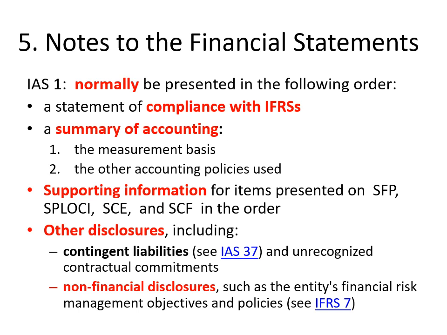Lastly, we also discuss other information like contingent liability as regulated in International Accounting Standard number 37, and we may also disclose unrecognized contractual commitments. And then we also need to disclose non-financial disclosure such as the entity's financial risk management objectives and policies, as regulated in International Financial Reporting Standard number 7.